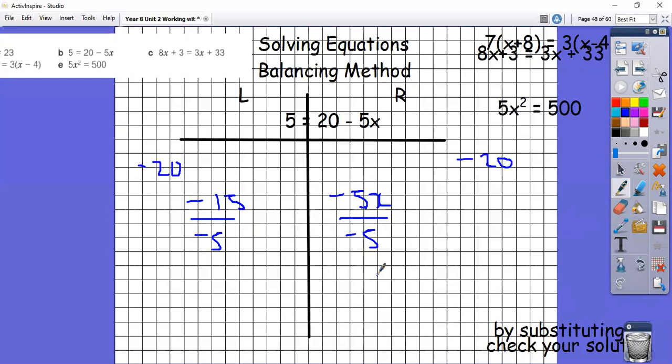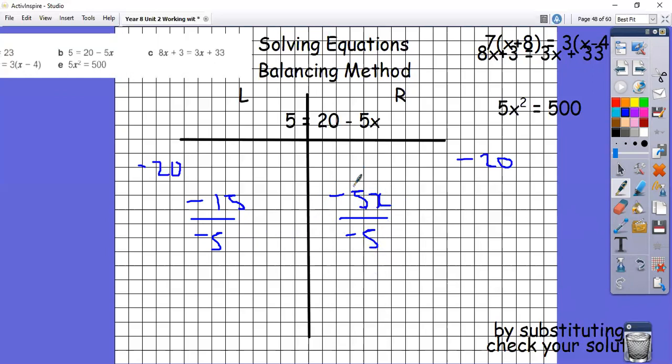Now, if you're asking why am I dividing by negative 5, well, we always divide by the coefficient. The coefficient is the name given to the number in front of the letter, the number multiplying the letter. So here, x is multiplied by negative 5, so this is the coefficient. When we get to this stage, we always say, okay, I need to work out what 1x is, so I need to divide by the coefficient.